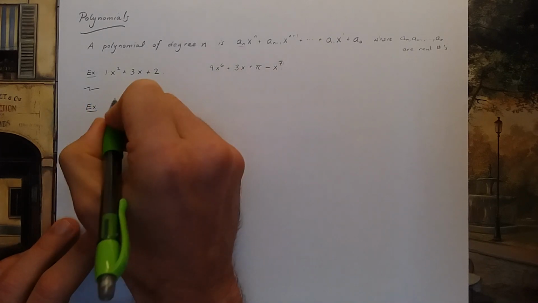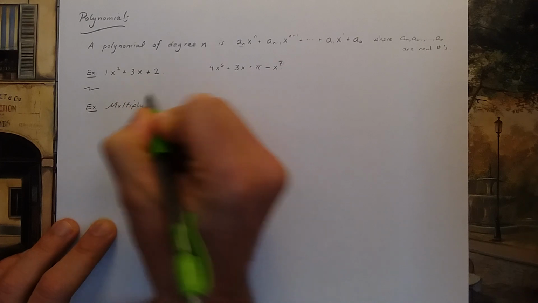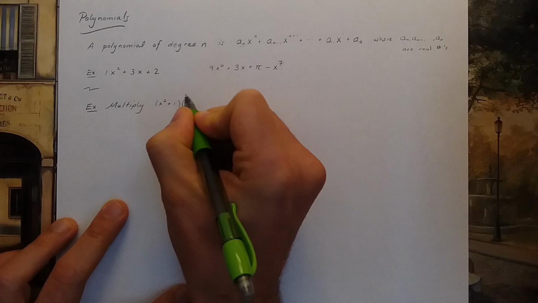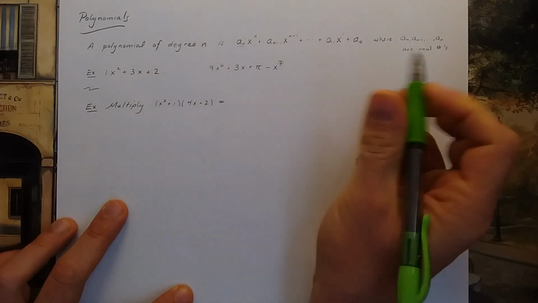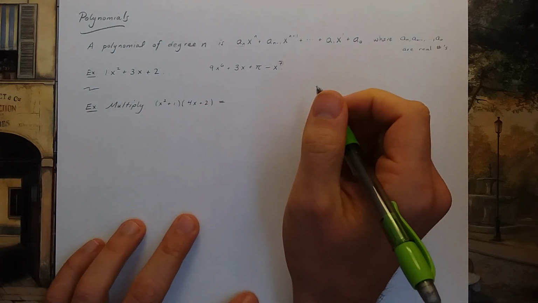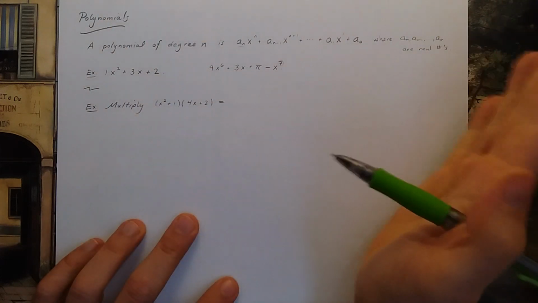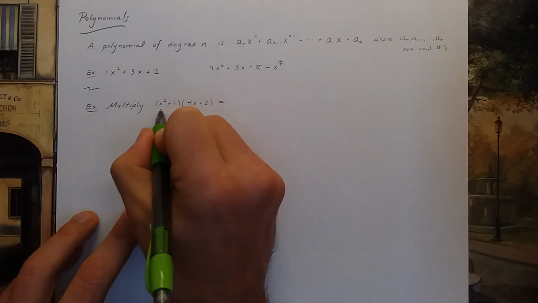So let's remind ourselves. How about we multiply x squared plus 1 times 4x plus 2. So we have to distribute when we multiply polynomials. Some people call it the FOIL method or expanding. However you want to do it, make sure you do it right. I don't really care about the method.